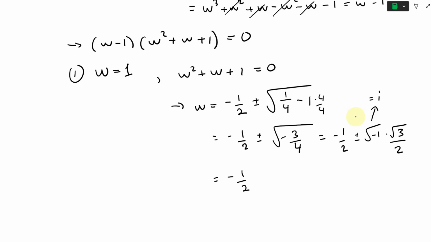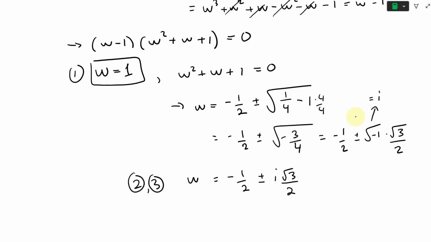So negative 1 over 2 plus or minus, and I'll write this as i square root 3 over 2. So these are the solutions, this is going to be w. Solutions 2 and 3 equal this one. I'm going to box this in. Solution y equals 1 is the first solution. This is the second one.